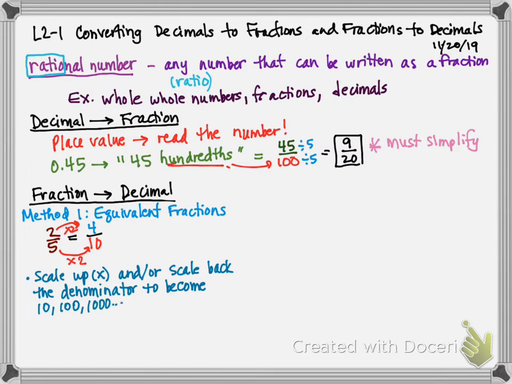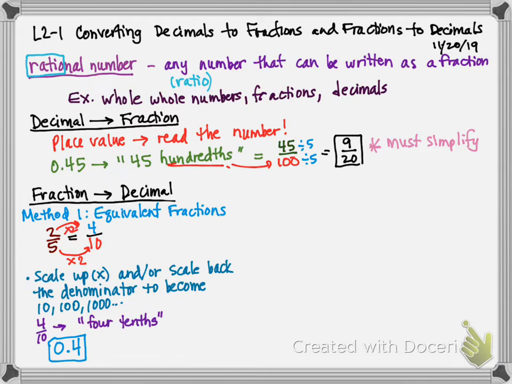Okay, so let's get back to our number here. So we have 4/10, which we would read as 4 tenths. And that means I would write that with a 4 in the tenths column. So it's 0.4. Okay? Now, this strategy is a little bit limited.